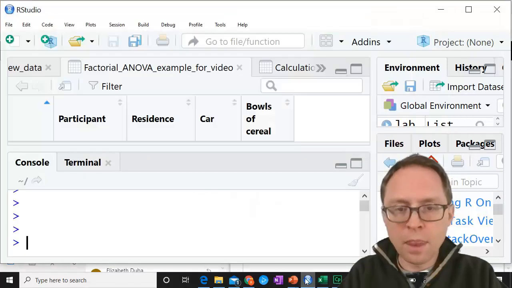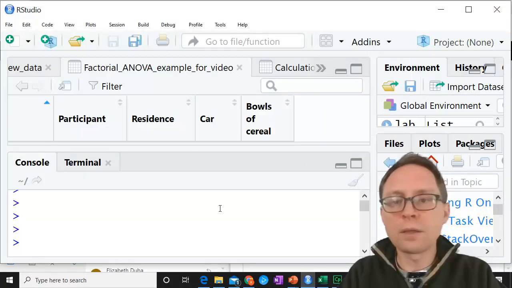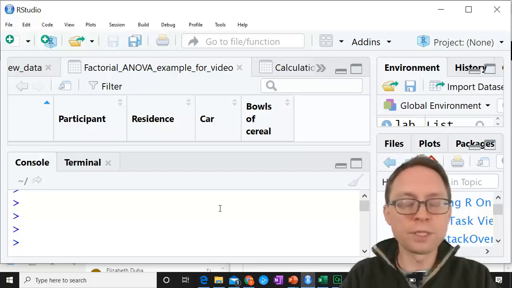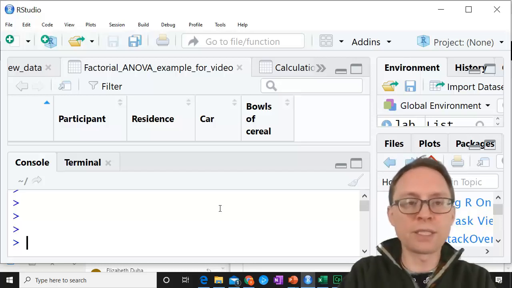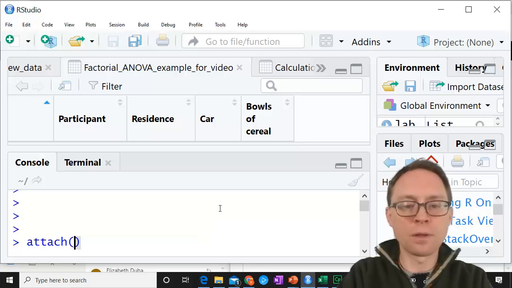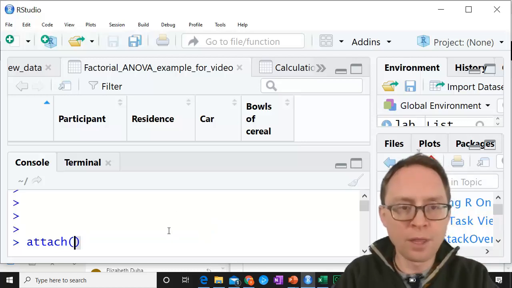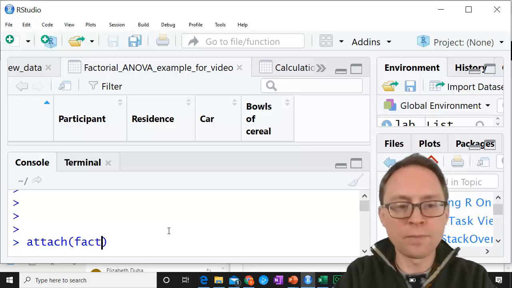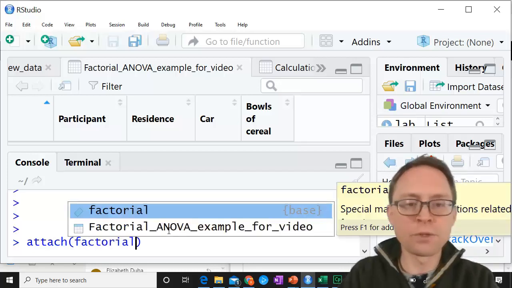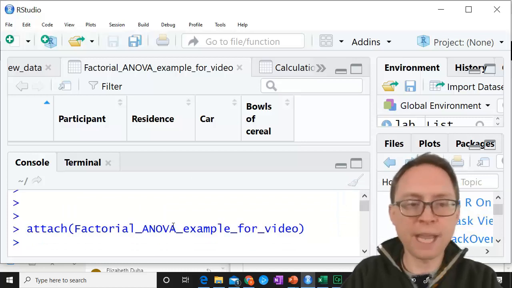And I have already imported these data. So now I'm going to attach my set. So this is the set, factorial ANOVA example for video. That's the one that I want. Now I've attached it. Now I can use it.